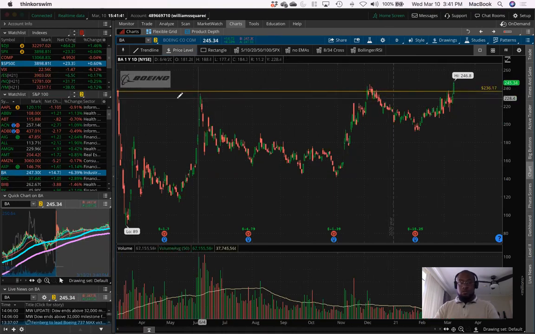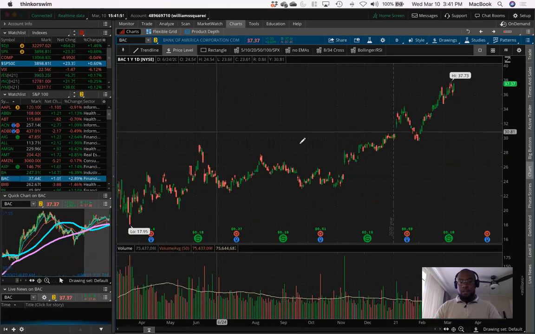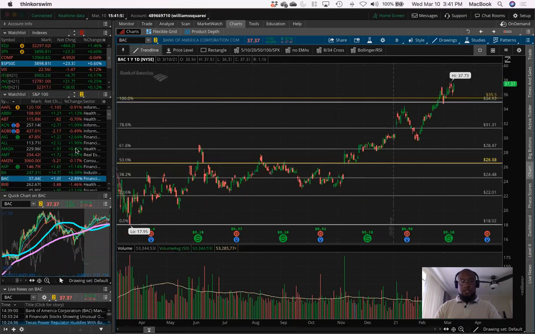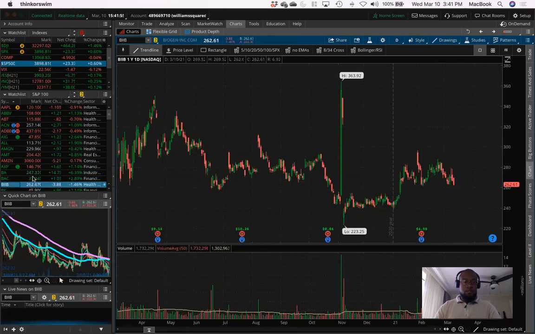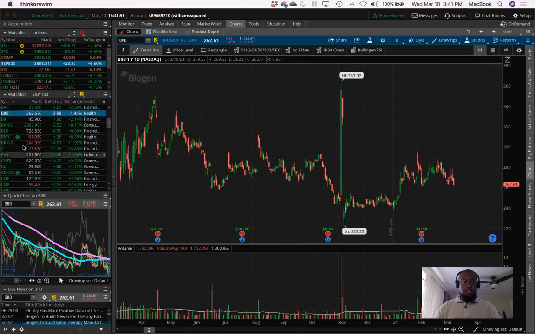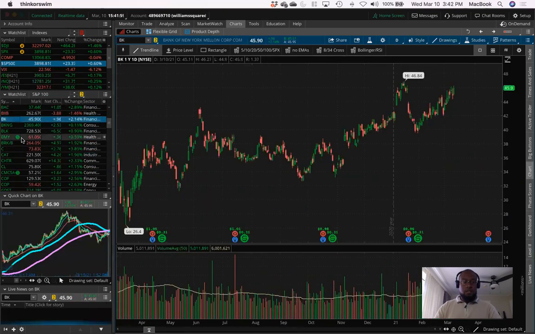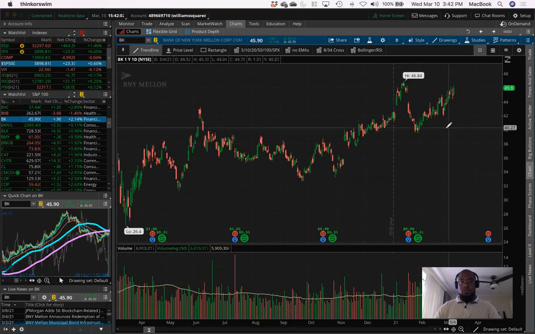But we do have what looks to be a typical area of resistance. 1, 2, 3, 4. We have areas of resistance there. And so let's see if it continues to break out of that. It's Bank of America. It's starting to look like it's on an uptrend, but I have lines on this one. Let's see, Biogen. Don't know what that is. BK. This would be Bank of New York Mellon Corp.